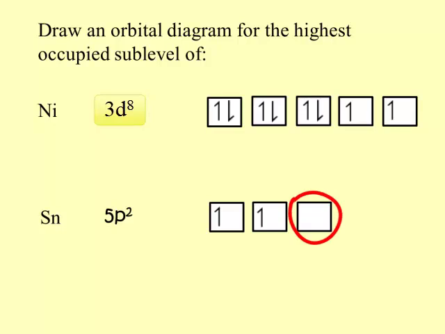What is this third empty box? It is an orbital that is currently unused. There are no electrons in that orbital.